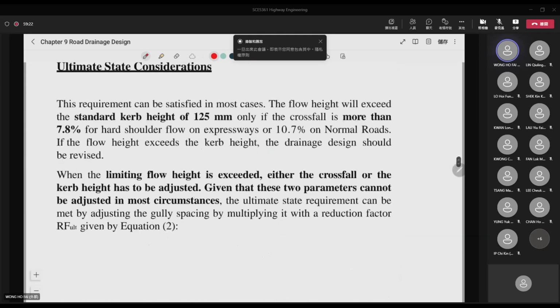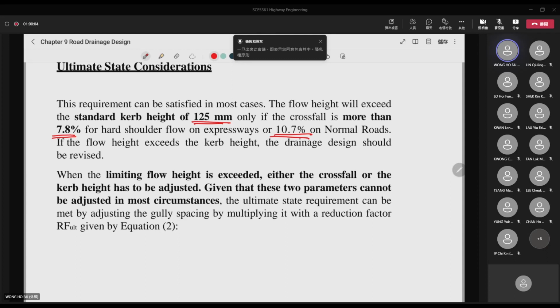And then normally, the curb height is 125 mm. This is the normal curb height of the road, okay? But if the cross fall is more than 7.8%, and then 10.7% on the normal road, that means if the cross fall can reach 7.8%, and then if it reaches 10.7%, then the flow height may exceed the so-called curb height. Then the drainage design should be revised. That means your current design is not okay.